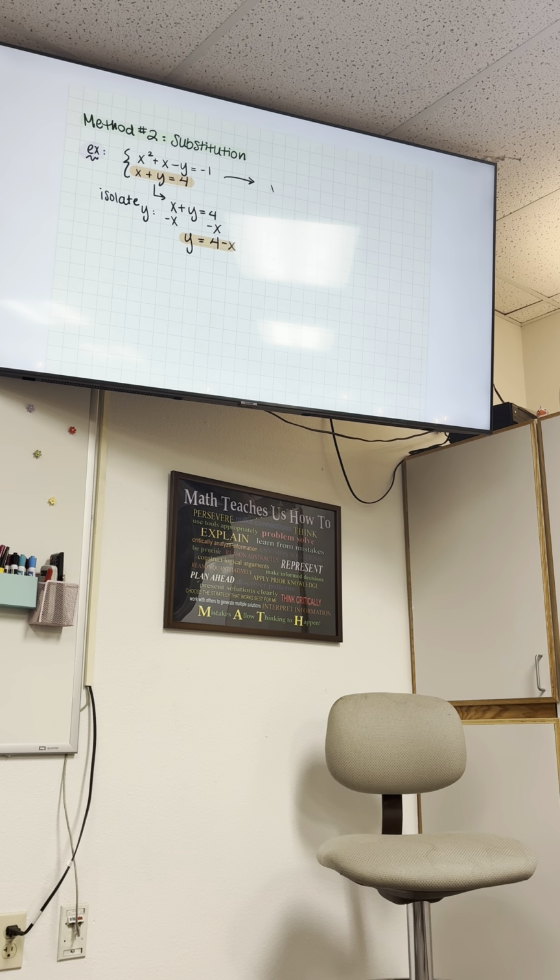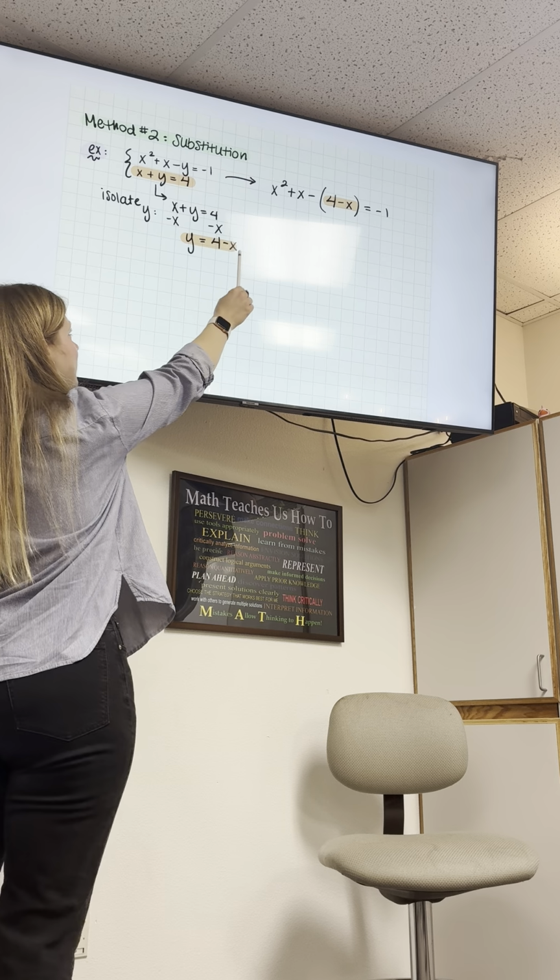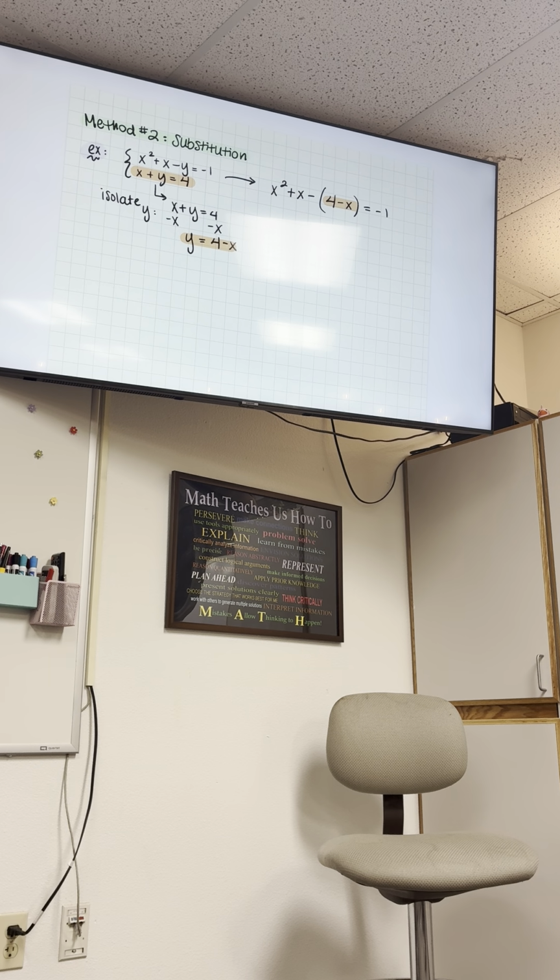We're going to pull over equation number 1. So x squared plus x minus y, which is now being replaced with 4 minus x. So you can see this is the idea of substitution. We are substituting the quantity 4 minus x in for y. Now I'm intentionally adding parentheses around that because I notice it's minus y, so we're going to have to distribute that act of subtraction. So that's the next thing I would do. Distribute. So x squared plus x minus 4 plus x is equal to negative 1.